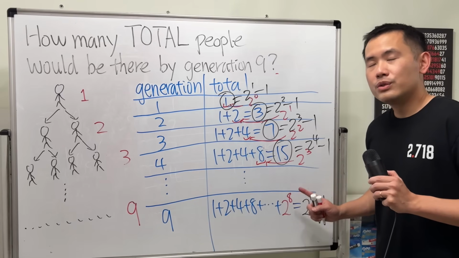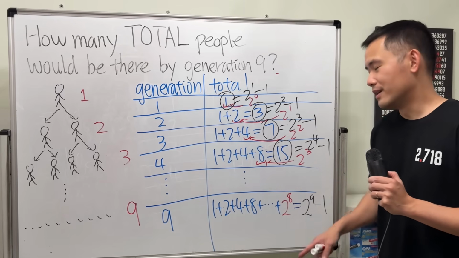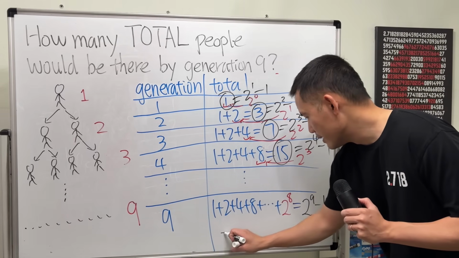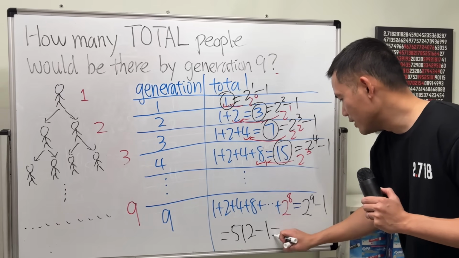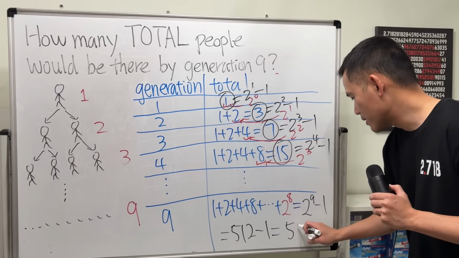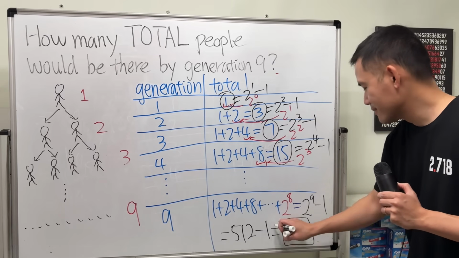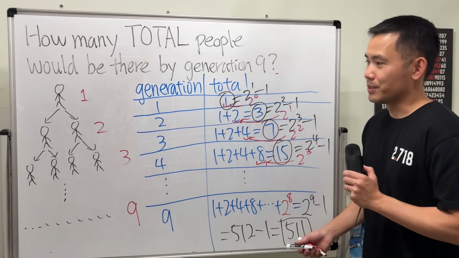Okay, 2 to the 10th power is 1024. So 2 to the 9th power is equal to 512. And then minus 1, that will give you a total of 511. So that will be a lot of people right here.